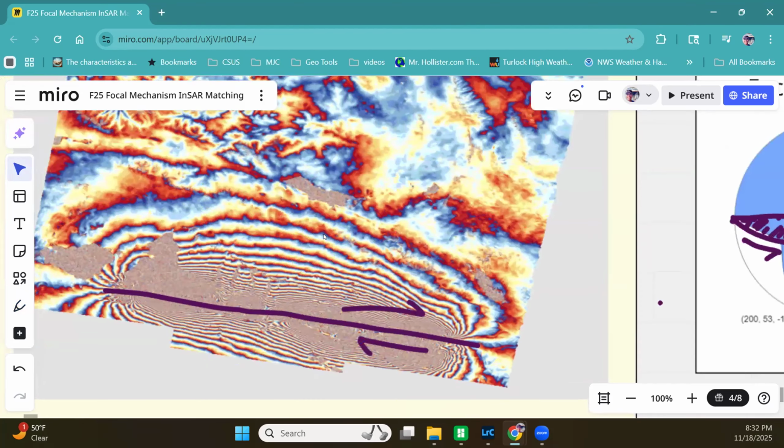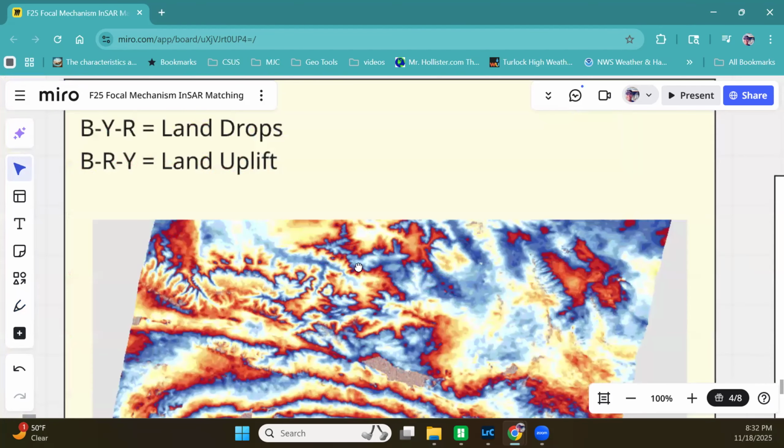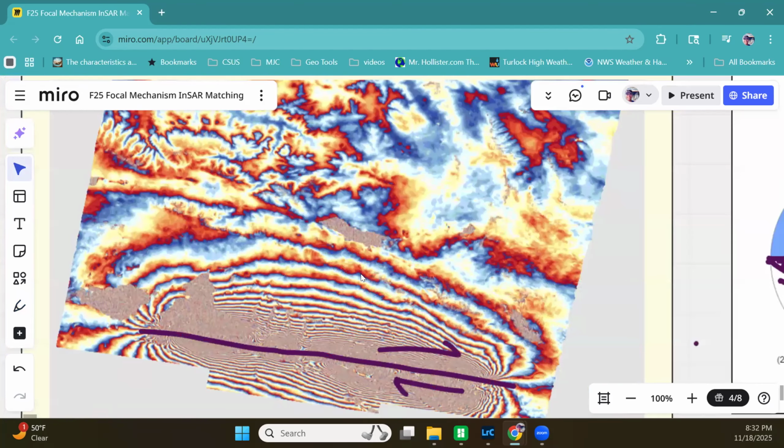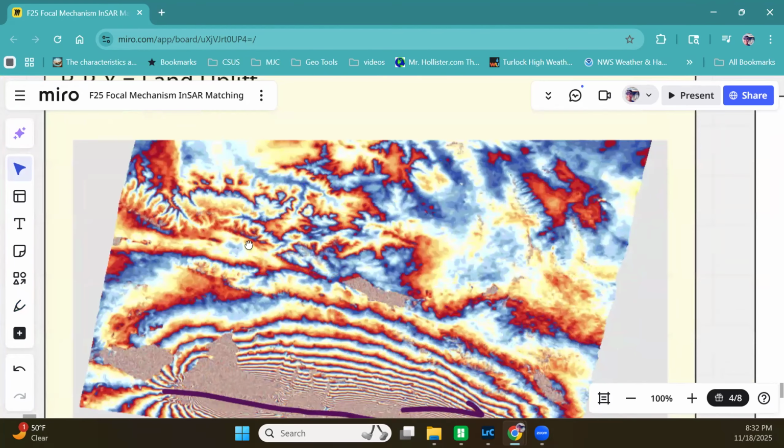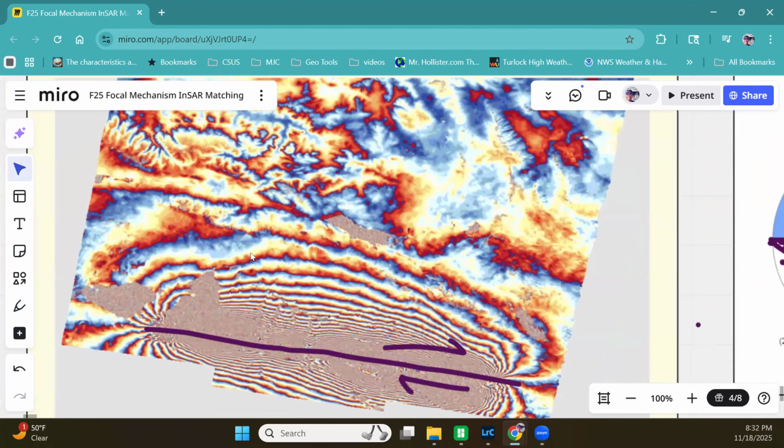And if I'm looking at the interferogram, we have blue, yellow, red on the top side. So blue, yellow, red means the land drops. So this is our droppy drop side. And then here we have blue, red, yellow. This would be a little bit of uplift, relative uplift or so.